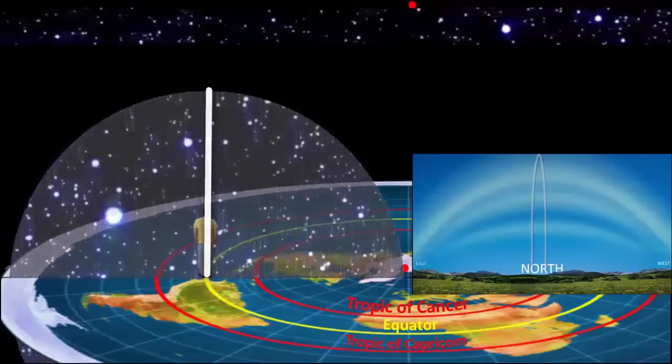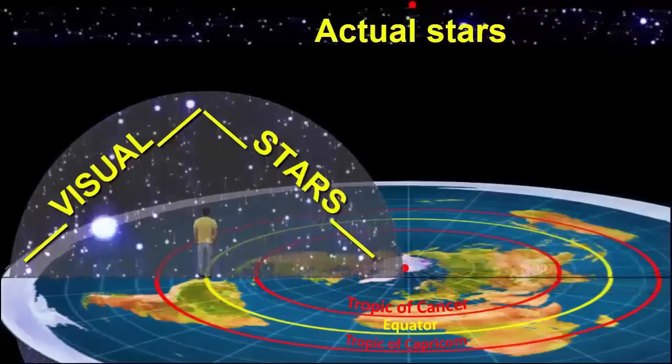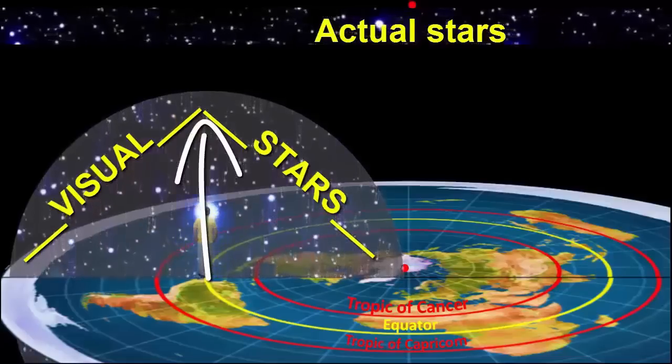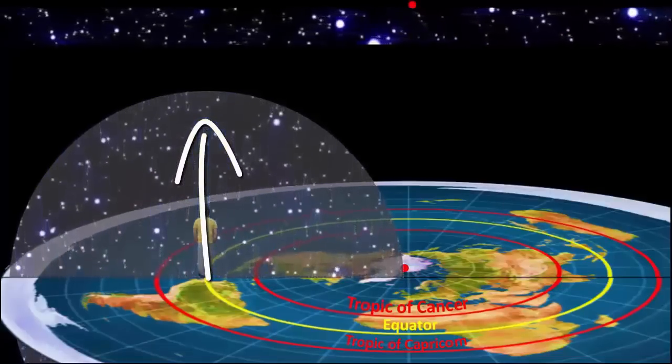And now all the stars would be coming up east to west. And so the sun would also rise east to west. And now that's a hard one to visualize.